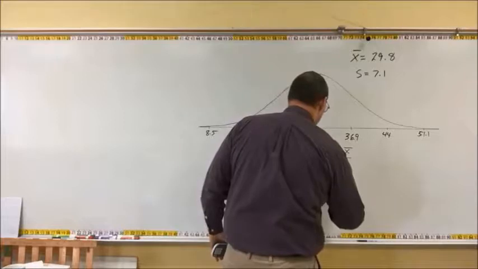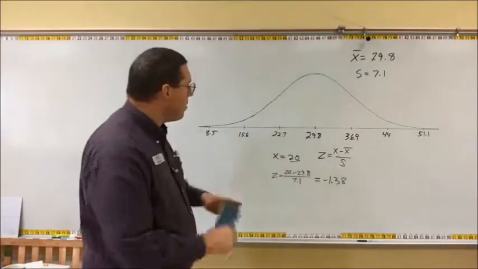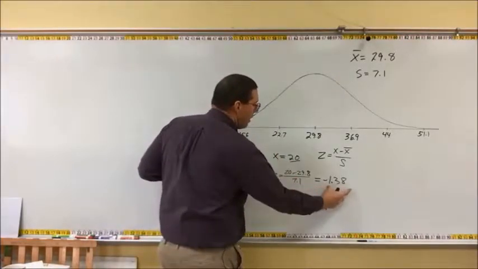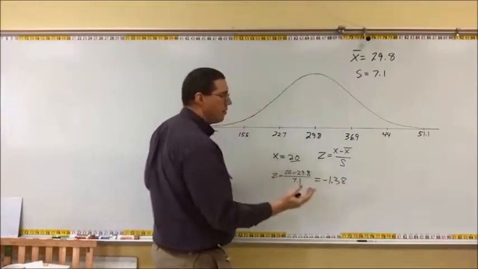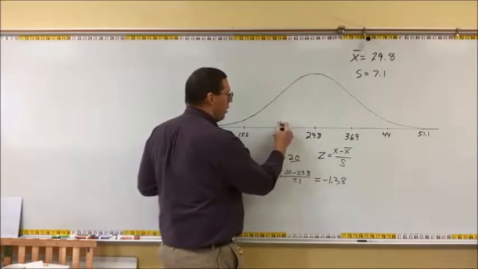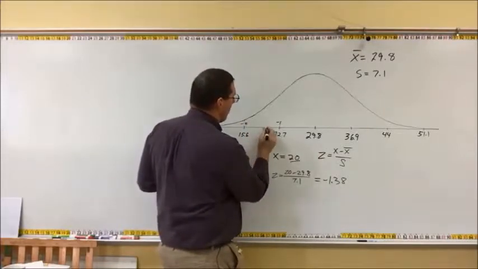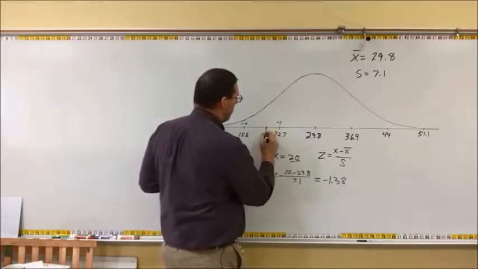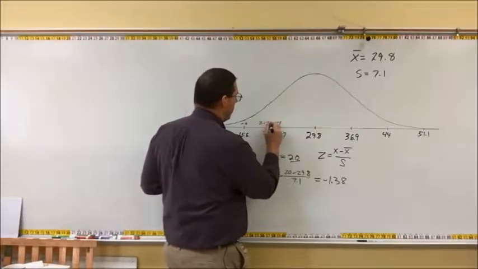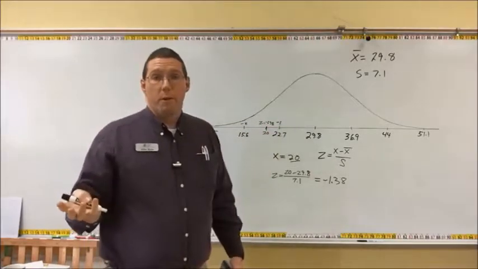Negative 1.38. And what that means is that the observation 20 is negative 1.38 standard deviations to the left of the mean. This is negative 1 and this is negative 2, so negative 1.38 is probably right about here. So we could put a 20 there, and we could also say z is equal to negative 1.38. So that's one of the things that we did on day 5.